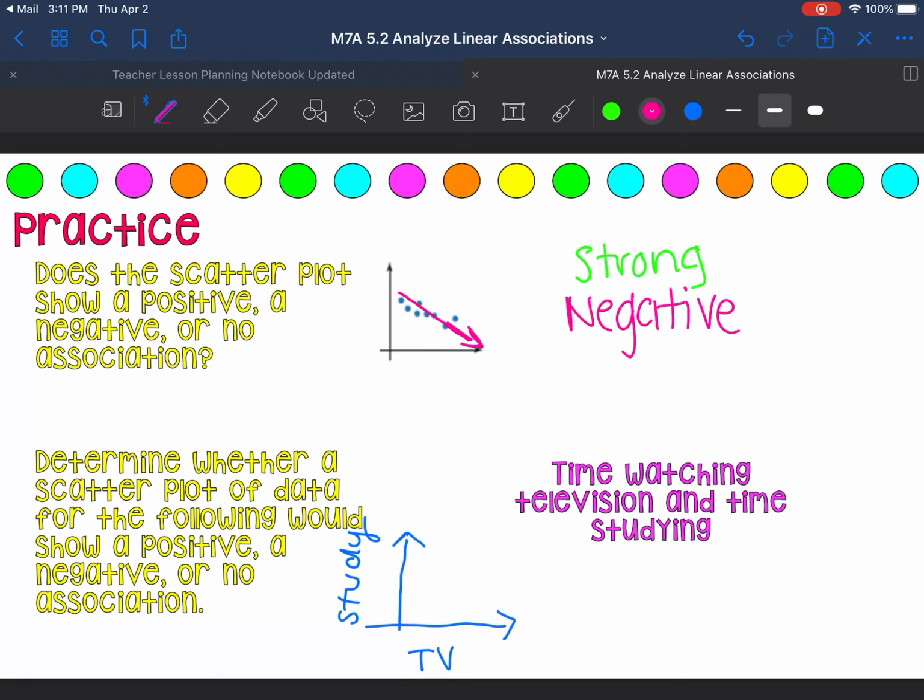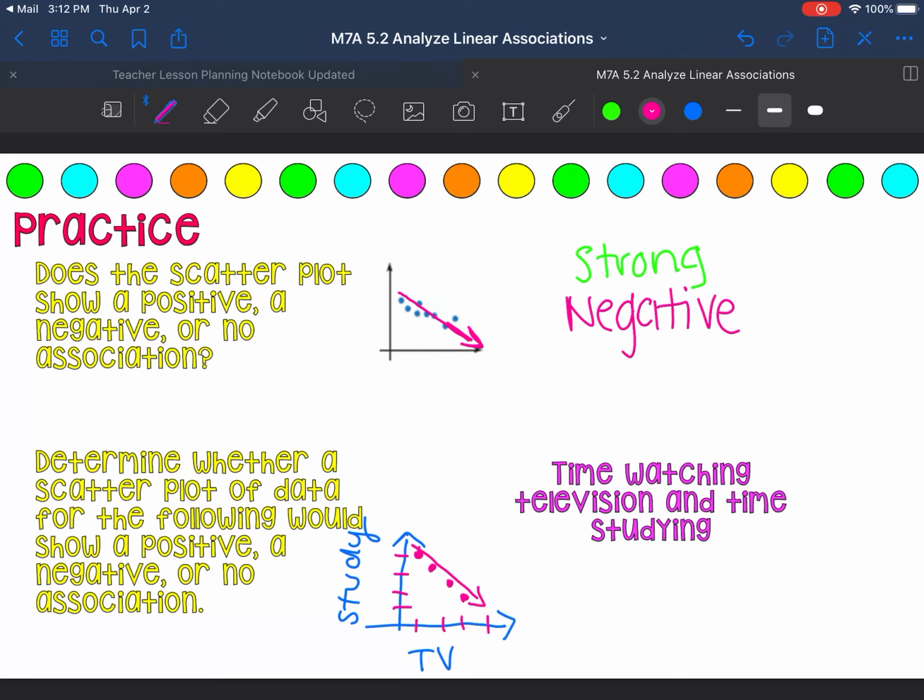If I spend a little time watching TV, but a lot of time studying, my point would be there. If I spend a little more time watching TV, I would spend a little less time studying. If I spend even more time watching TV, then that only means less time studying. And you can kind of see how this goes. The more TV I watch, the higher my numbers are getting, the smaller my studying numbers are getting.